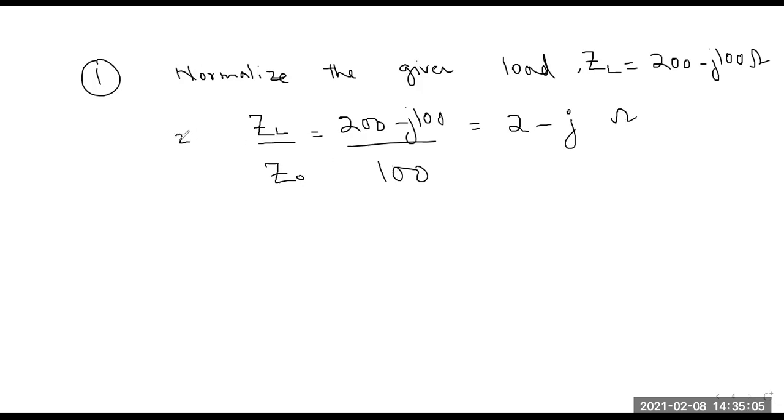And as before, I'm going to use a different symbol for normalized load, and I will call it ZL dash. So now what you need to do is find out where this normalized load is on the Smith chart. This is the task, and that is the reason मैंने आपको कहा था कि आपके पास Smith chart होना चाहिए. So can you find its position on the Smith chart?